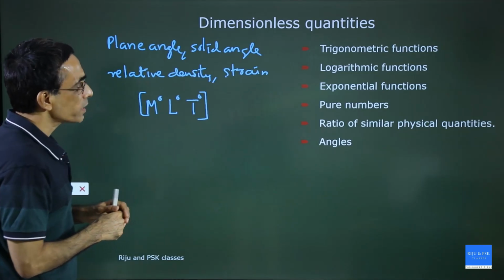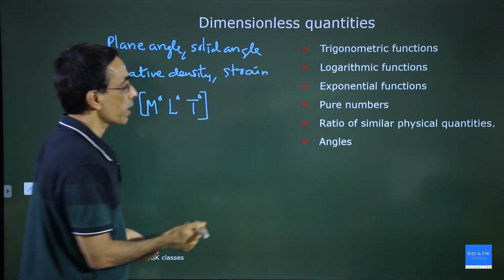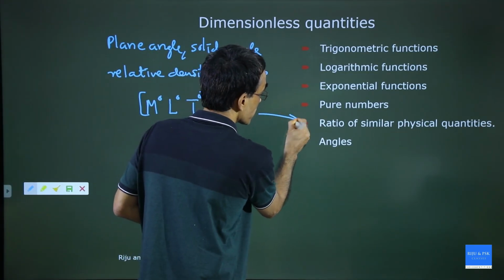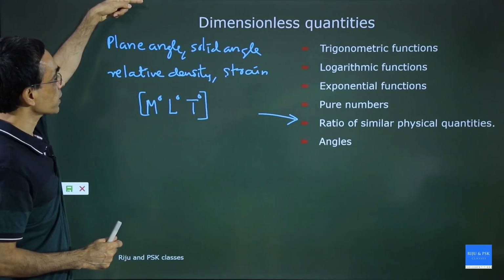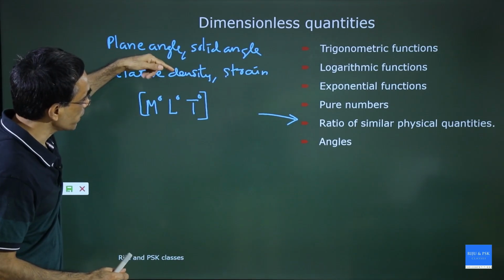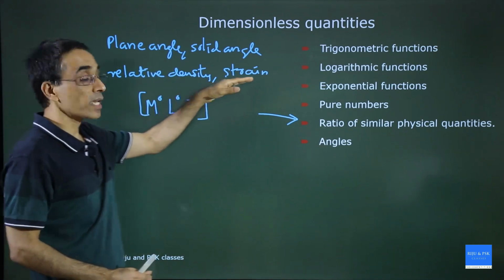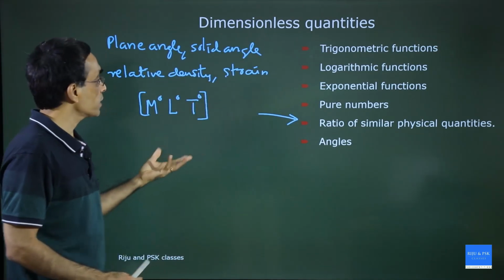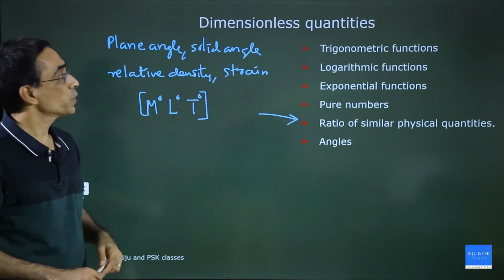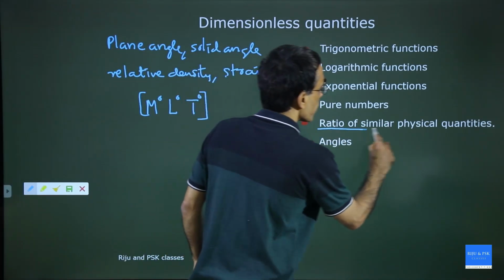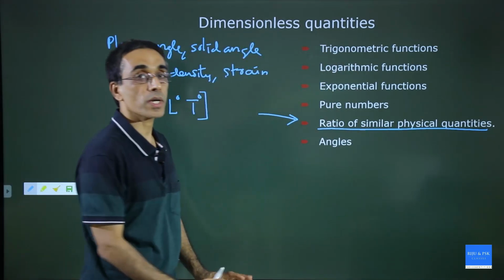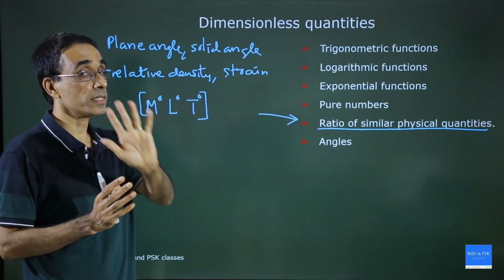Now, why are they dimensionless? Because these are ratios. Whose ratio? Angle means length by length. Relative density means density by density. Strain means length by length. That's why they do not have dimension. So a dimensionless quantity, a ratio of similar physical quantities, will have no dimensional formula. I think this is clear.